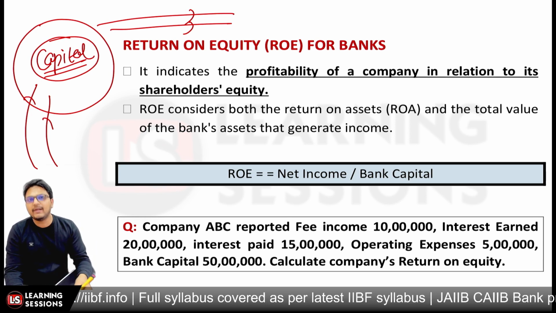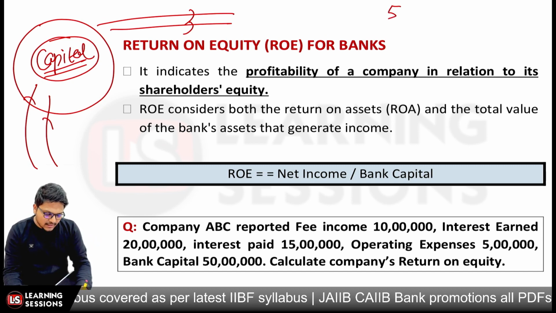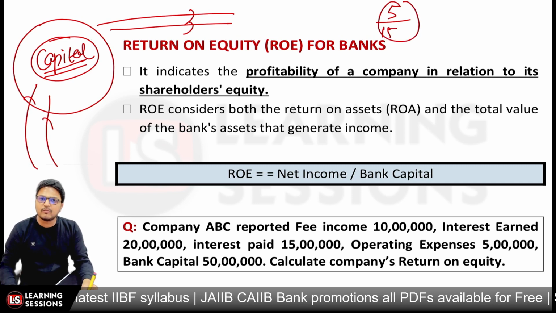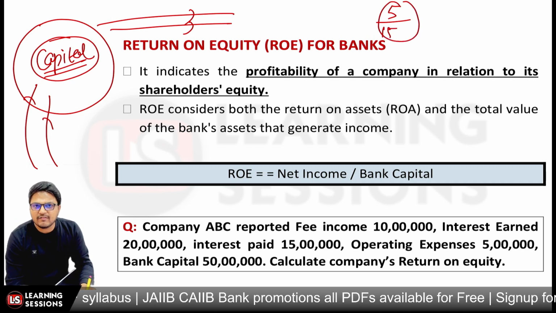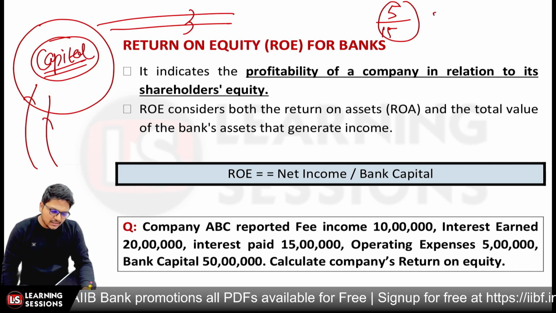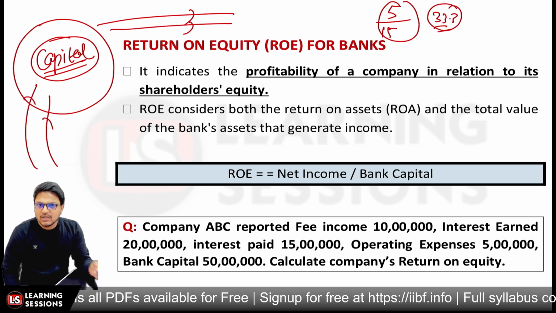So what is the return we are generating? Let's say we are generating a return of 5 crore and our equity amounts to 15 crore. So our return on equity would be equal to what? It will be equal to 5 divided by 15. That is equal to almost 33% over there. Whatsoever the percentage we will be calculating, right? So that's ROE.